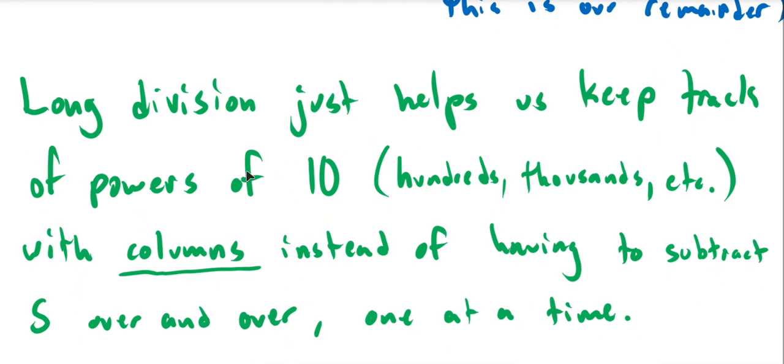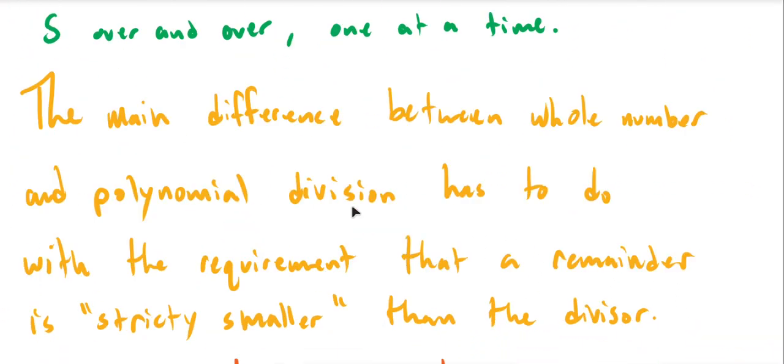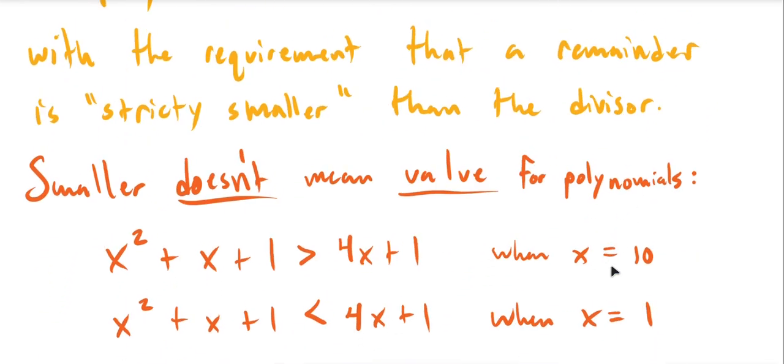Long division is just a way of keeping track of these powers of 10 and doing this repeated subtraction with columns instead of having to do it one at a time, which would take forever. Now, the main difference between whole number and polynomial division has to do with the requirement that a remainder is strictly smaller, as we noted in the last video. And as we noted in the last video, smaller doesn't mean value, it means degree.